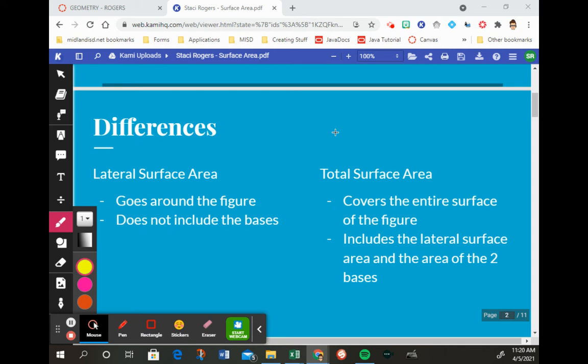The lateral and total differences. Lateral surface area goes around the figure. So if we look at a cylinder, we're going to look at what's around the figure, like the label on a soup can or a label on a water bottle. Okay? We're not including the bases. It's not all about the base today.